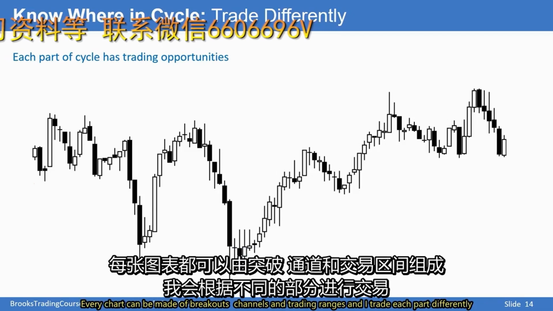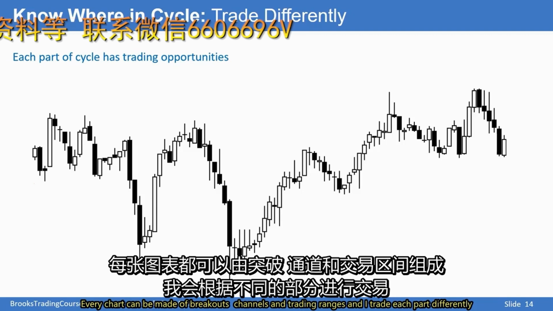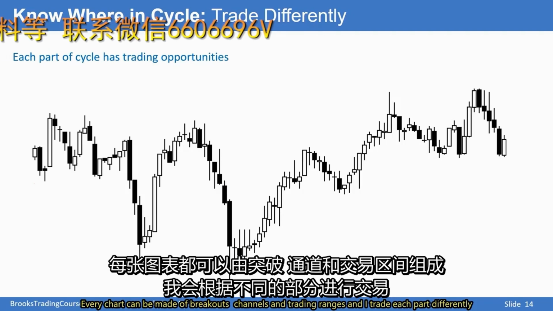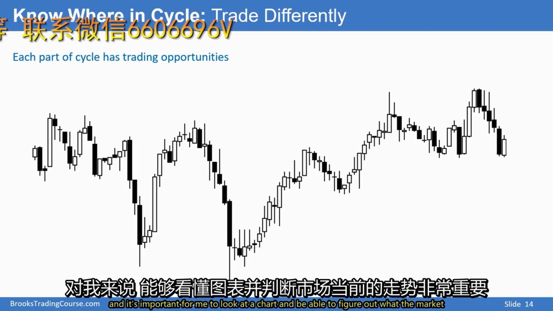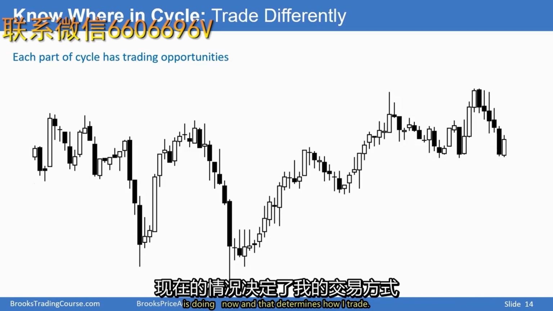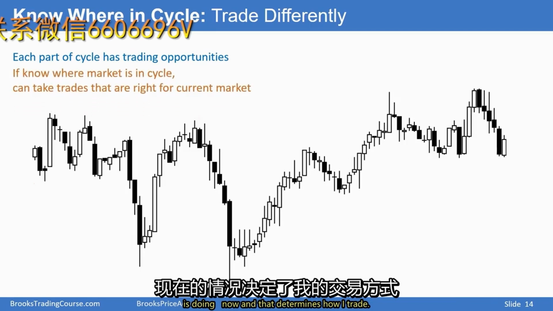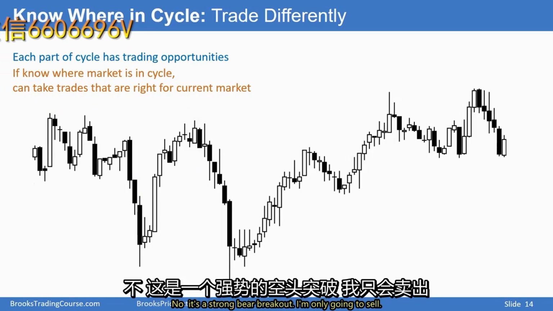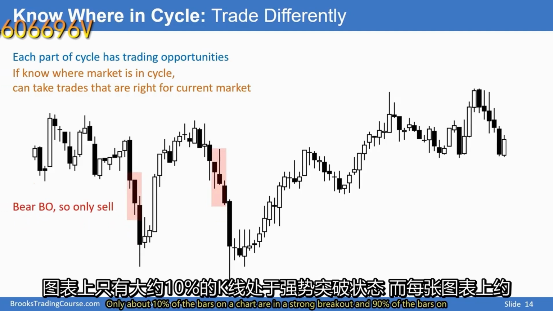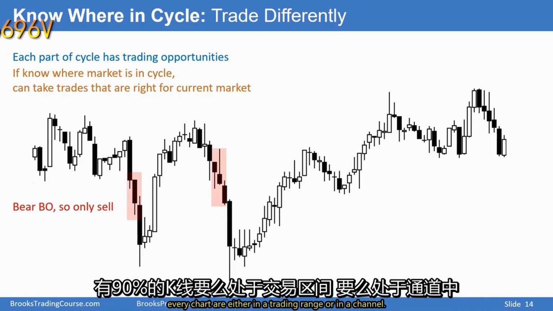Every chart can be made of breakouts, channels, and trading ranges, and I trade each part differently. And it's important for me to look at a chart and be able to figure out what the market is doing right now. And that determines how I trade. So when I see this or this, am I buying? No, it's a strong bear breakout. I'm only going to sell. Only about 10% of the bars on a chart are in a strong breakout. And 90% of the bars on every chart are either in a trading range or in a channel.